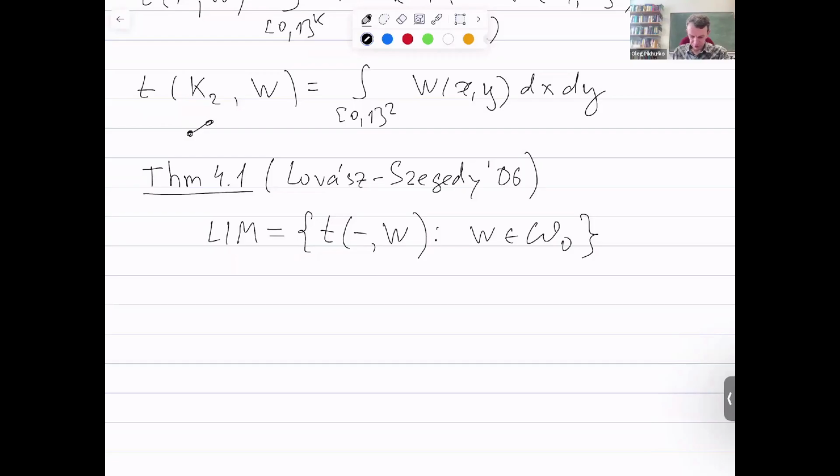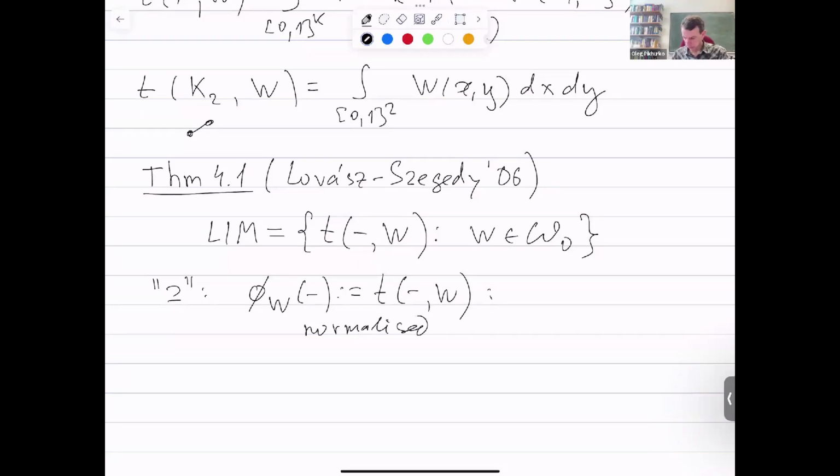So I'll just sketch a proof of the other direction, which is that every W can be realized as a limit of graphs. Last time we had a theorem which described the set lim. So in this direction, you can check that this theorem applies. If you define this phi of W to be equal to this homomorphism density function, then you can check that it's normalized, which, if you remember, means that if you evaluate it on a graph with one vertex and no edges, then it should be 1.